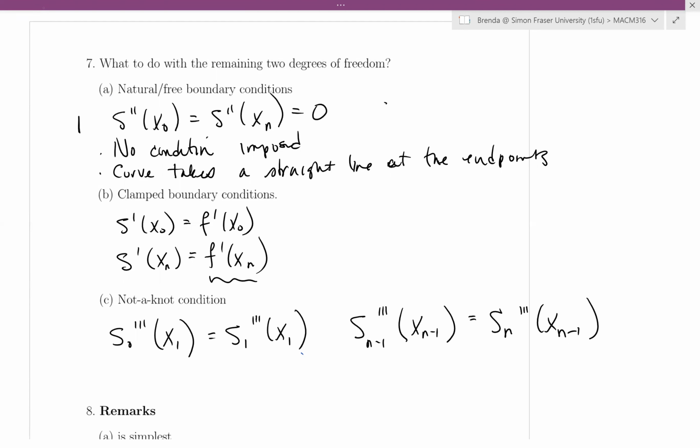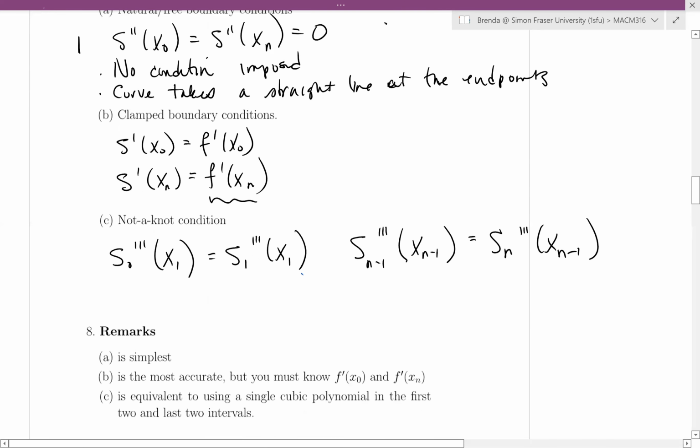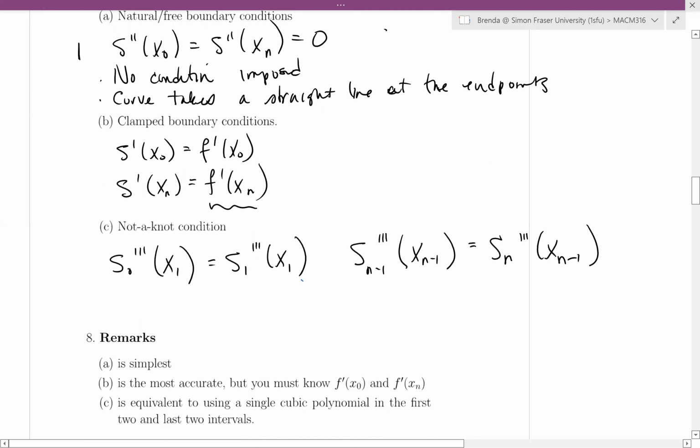Okay. Out of these three possibilities, A is the simplest. B is the most accurate, but you have to know the derivative of your function. And C is equivalent to using a single cubic polynomial in the first and last two intervals. C is commonly used in software.